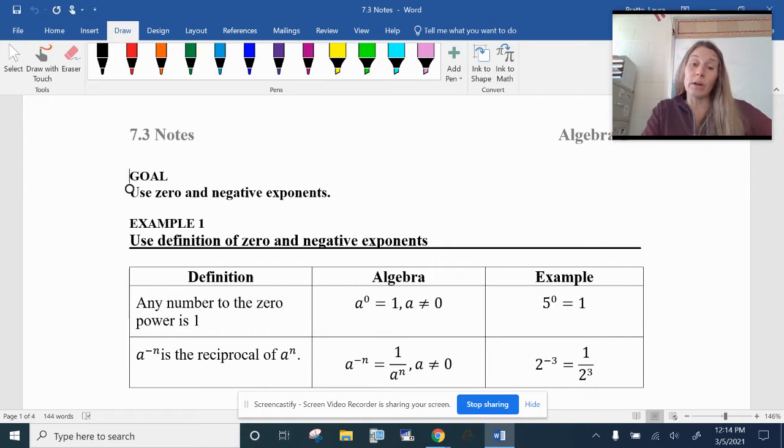It doesn't matter if it's a variable, a number, a very large number, a negative number, a very small number, or even a whole big product of something, as long as it's in parentheses raised to zero, it would still equal one.